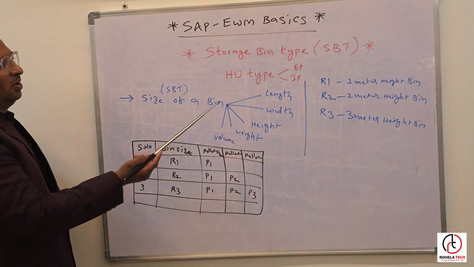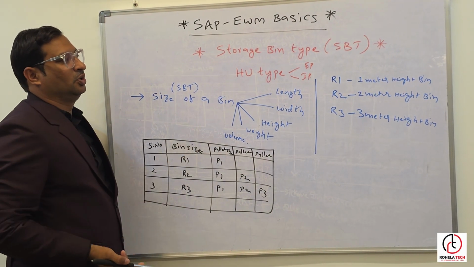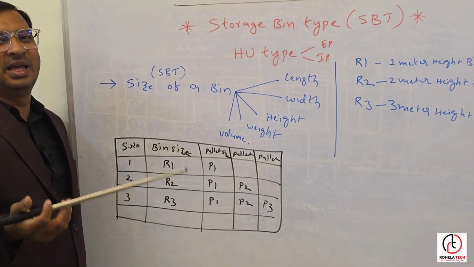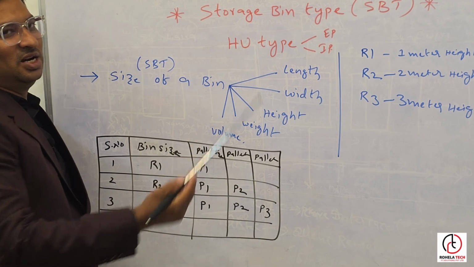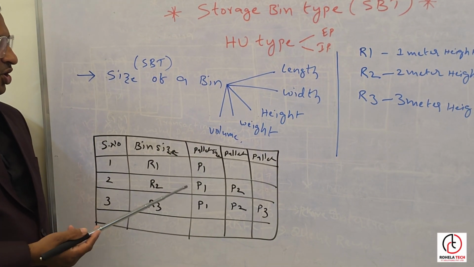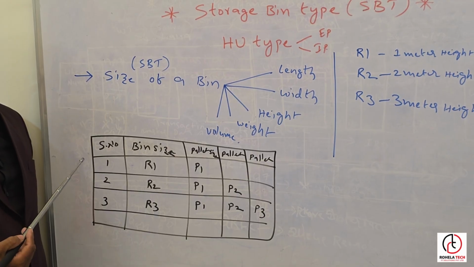Now we are going to see the combination of SBT and HU type. HU type means again different sizes of the HUs. Pallets can be like Europe pallets and industrial pallets. The combination of pallets and SBT we will mention as a matrix in the system.